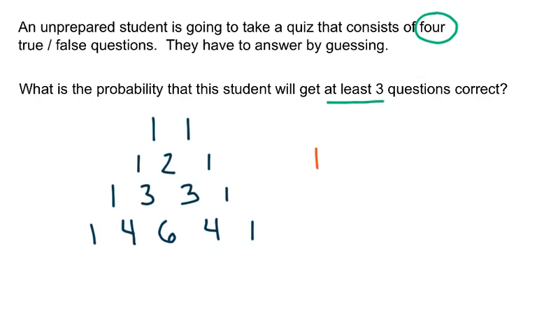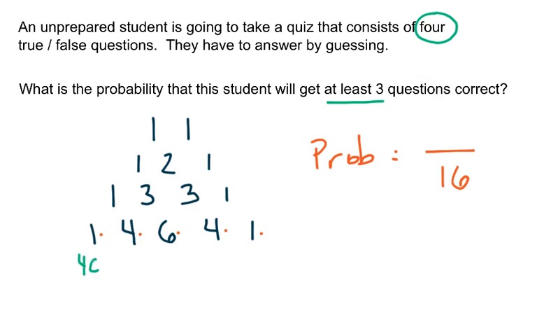Again, we are looking at probability is going to be successes over outcomes. So here, the first thing I need to do is figure out how many outcomes do I have? Well, I have 1 plus 4 is 5, plus 6 is 11, plus 4 is 15, plus 1 is 16. I have a total of 16 outcomes. Now, what do those outcomes represent? Well, this 1 tells me the number of ways that I could get all the questions correct. That would correspond to 4 correct answers.